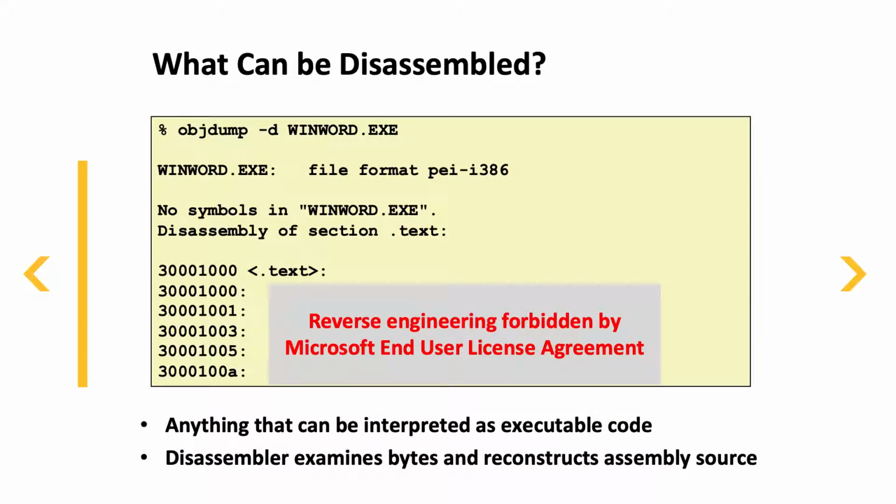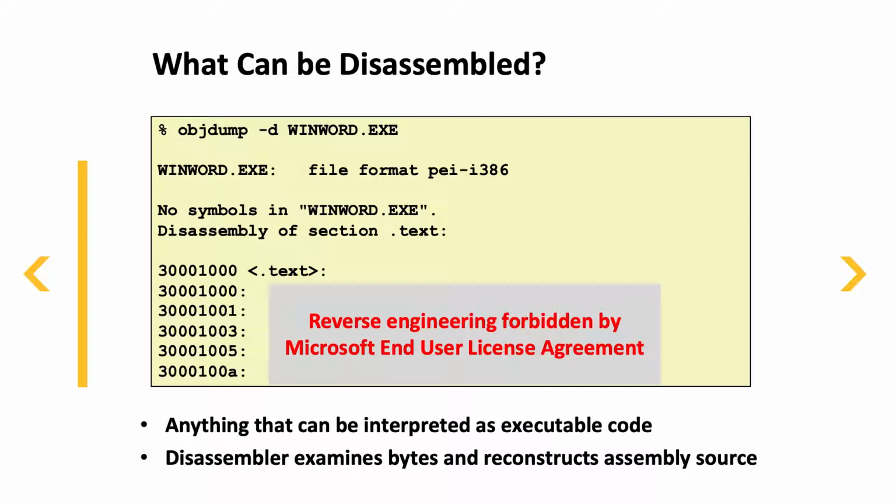So what can be disassembled? Really anything that can be interpreted as executable code. Windows executables, Linux executables, anything that can be interpreted can be disassembled, because the disassembler just examines bytes and reconstructs the assembly source. So we can take any executable and run it through this process and get that reconstructed assembly.